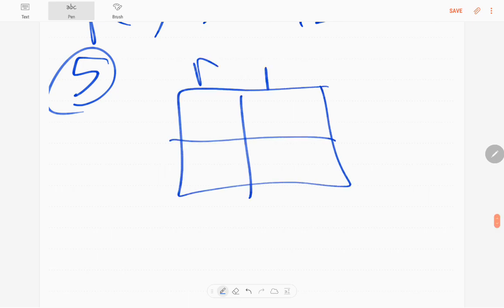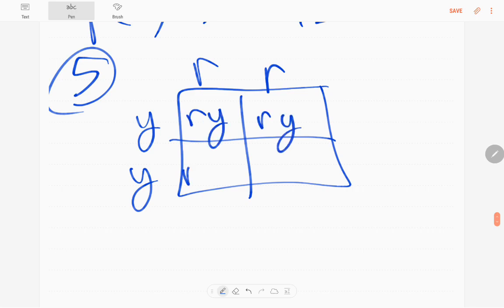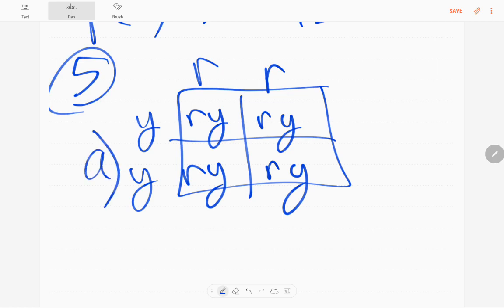So here is a purebred red in that top row. And this is a purebred yellow in that first column. So it looks like all the offspring are the same. And remember, when we mix a red with a yellow, we actually get orange flowers. But that's part A.